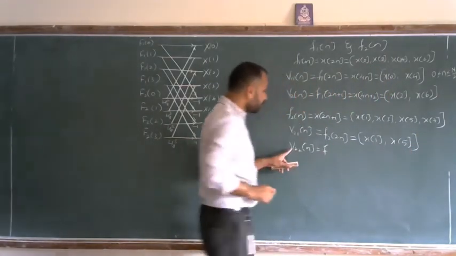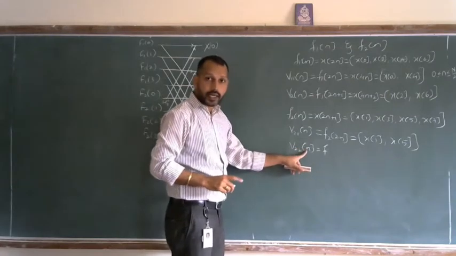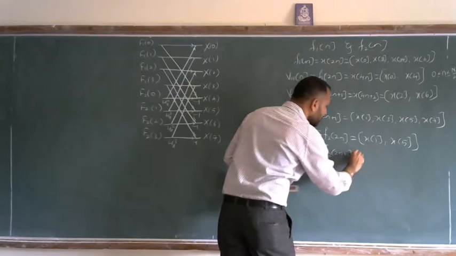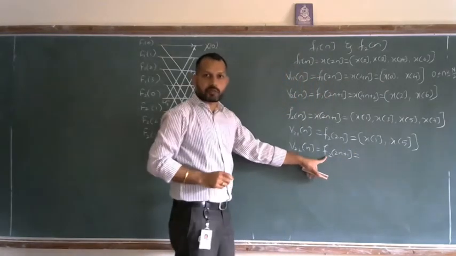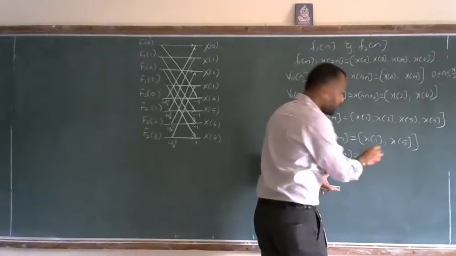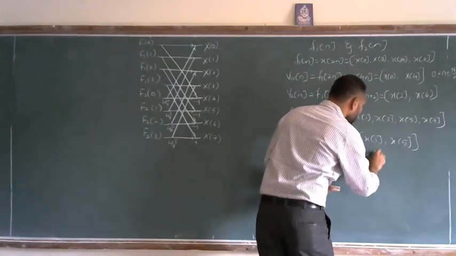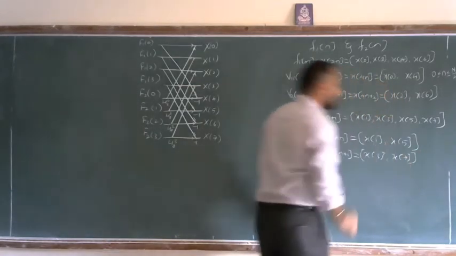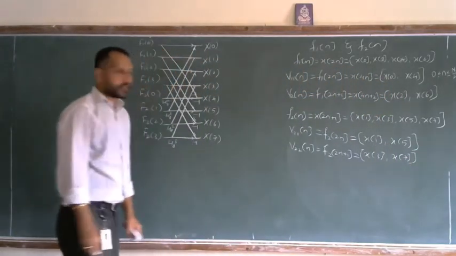And let's say v22 of n contains the odd-numbered samples from the sequence f2 of n, which will be represented by f2 of 2n plus 1. So which will be x of 3 and x of 7.